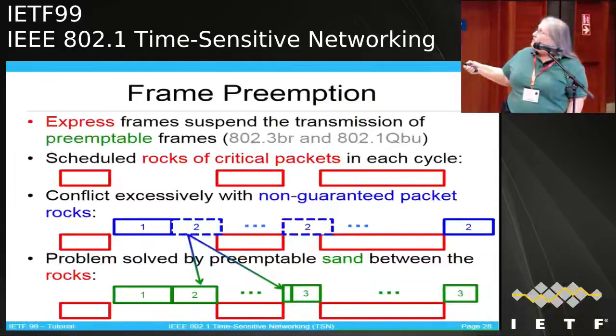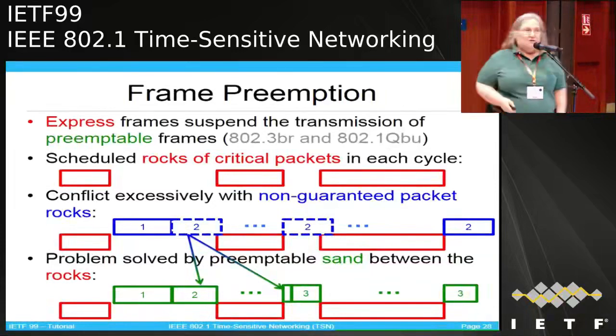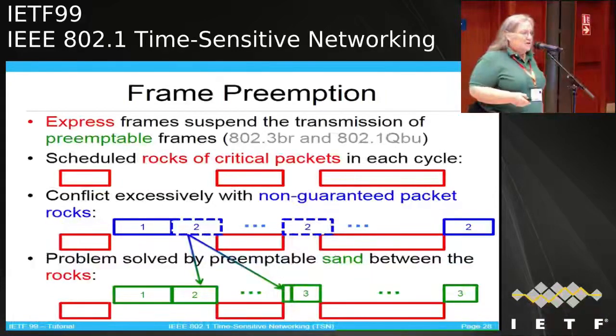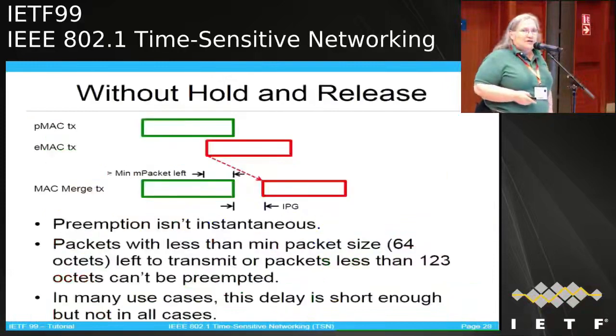And then when the scheduled rock finishes, we can finish sending packet 2 and start sending 3. And again, continue it after the next scheduled rock. So that's why we did it, so we could efficiently use the bandwidth while having the scheduled traffic in there and the traditional traffic sharing the same links.